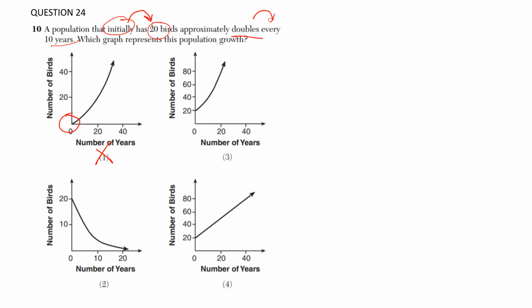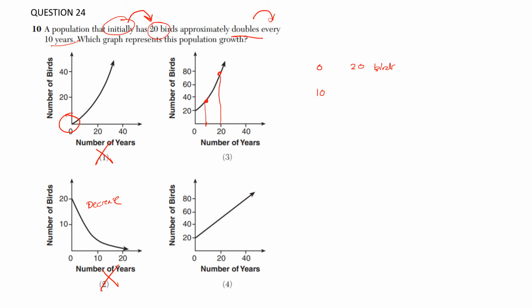Next, if it's doubling every 10 years, it should be growing. It should be going up, upward pointing, increasing. This here is a decreasing graph. So that cannot be the answer. So now we're just left with choice 3 and 4. Now, there's a couple ways to do this. I like to just try out the numbers that we have here. Here's the 20, right? And that looks like it's about 80. At 10 years, which would be out here, it's about 40. So we can actually try that. At 0, it's 20 birds.